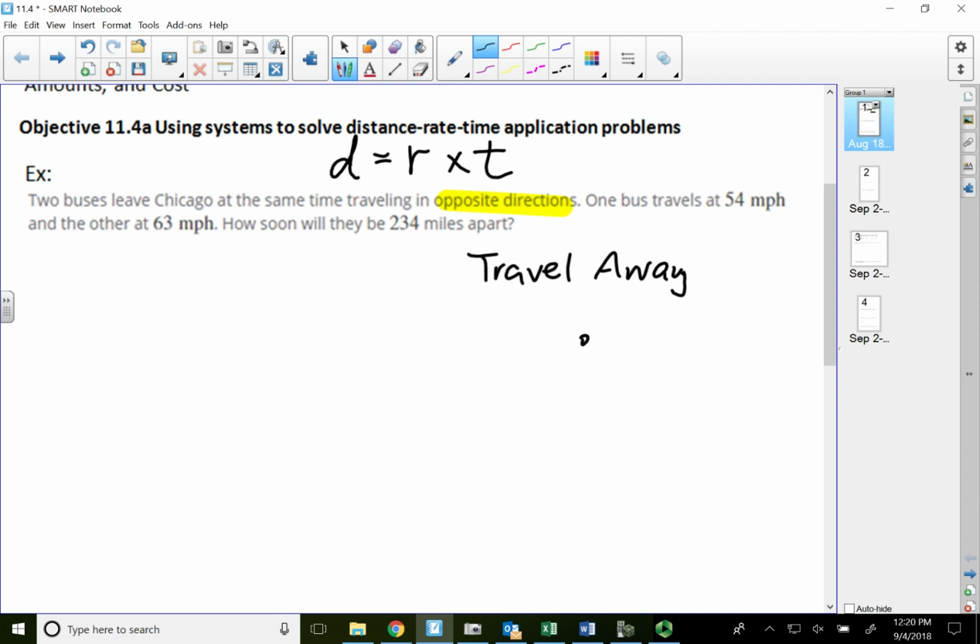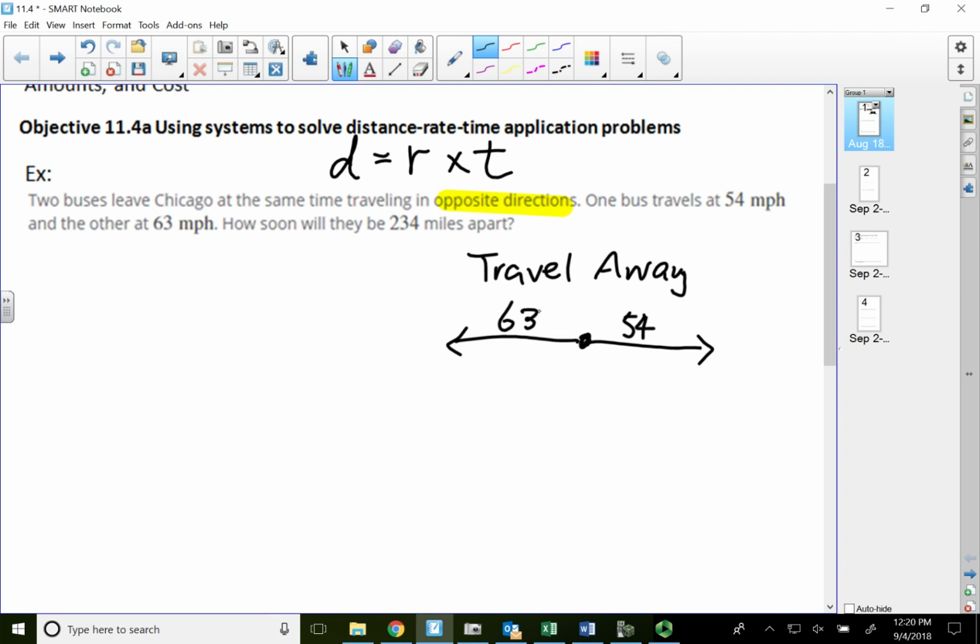So let's say Chicago is right here. They're traveling opposite directions. One bus goes this way, the other bus goes that way. Let's say my one bus is going at 54 miles per hour, and the other bus is going at 63 miles per hour. So the question is, what is the time they will be 234 miles apart?